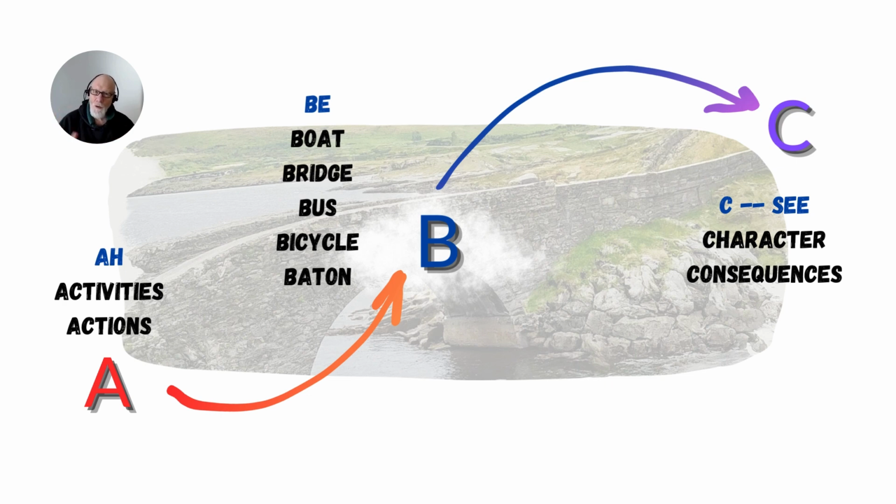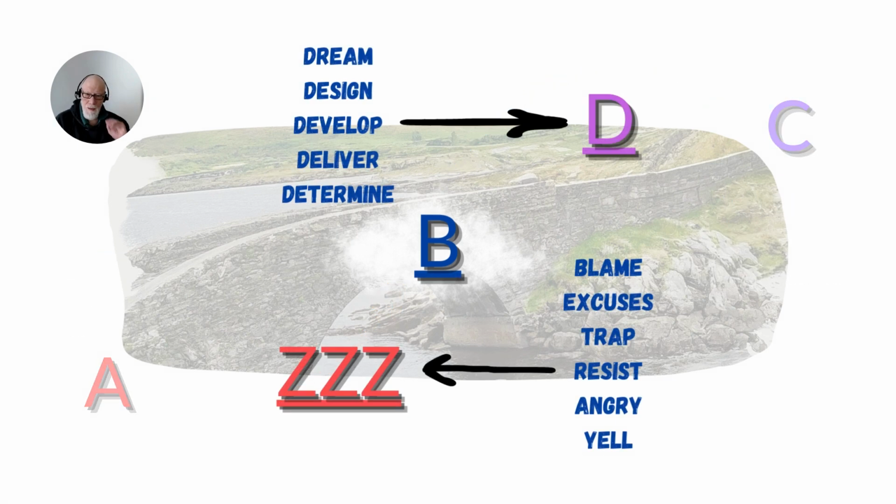So I could be a baton, a bicycle, a bus, a bridge, a boat, and they would be the tools and techniques that provide for the transition to get me from here, the activities and actions I'm doing now, to see the character and consequences over there. So this framing of ABC, airway, breathing, circulation, these core elements become really important. And then I went, okay, that's great. Let me do just a slightly deeper dive into what's happening here from an ABC point of view.